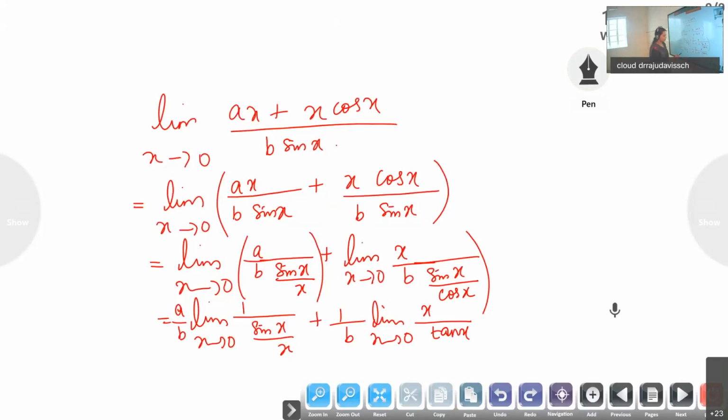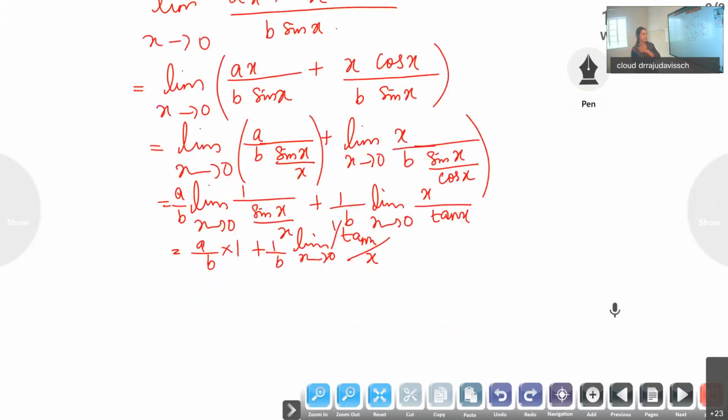So which is same as a by b into 1 plus 1 by b into limit x tending to 0, we can write this as 1 by tan x by x. Now what is limit theta tending to 0 tan theta by theta? You can write this as 1. So a by b plus 1 by b. So answer is a plus 1 by b.